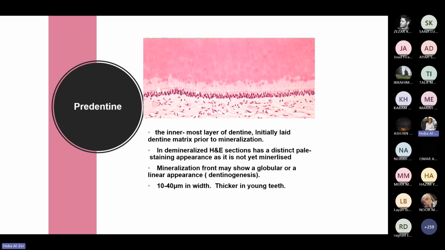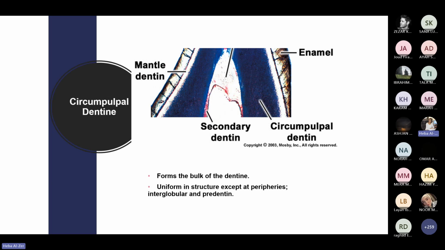Just to summarize it again, we have the mantle dentine, the interglobular dentine. In the root, it is different. It's the hyaline layer, granular layer of Tomes, and then the interglobular dentine, both in crown and root. The circumpulpal dentine, and near the pulp, there is predentine. We will see that at the end of the lecture in many histological slides.